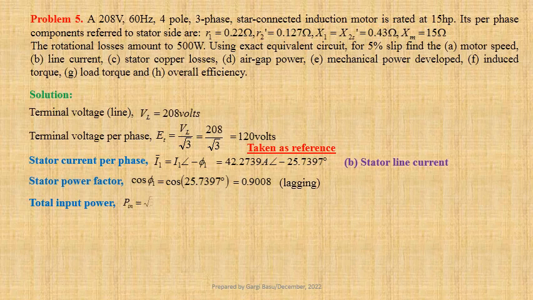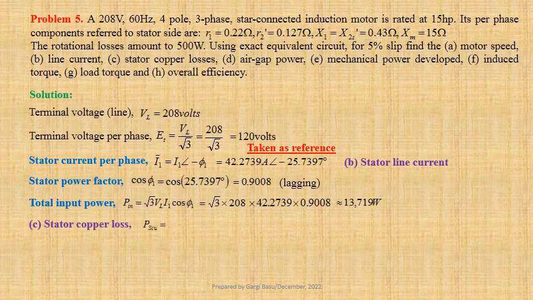Now we shall determine total input power. Pin equals root 3 times VL into I1 cos phi1. Using values we get root 3 into 208 into 42.2739 into 0.9008, which is approximately equal to 13,719 watts.